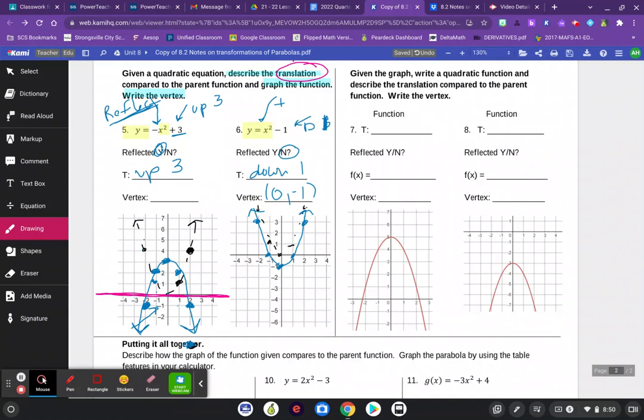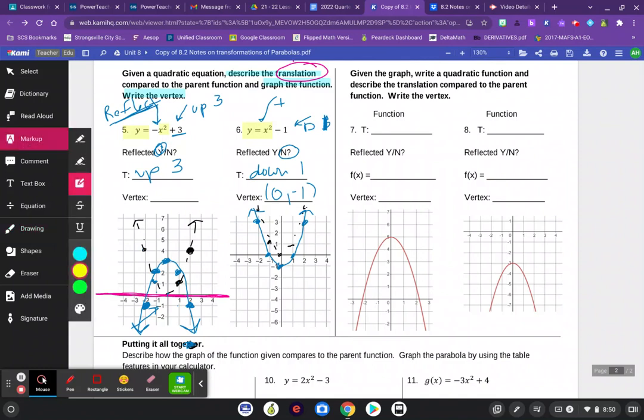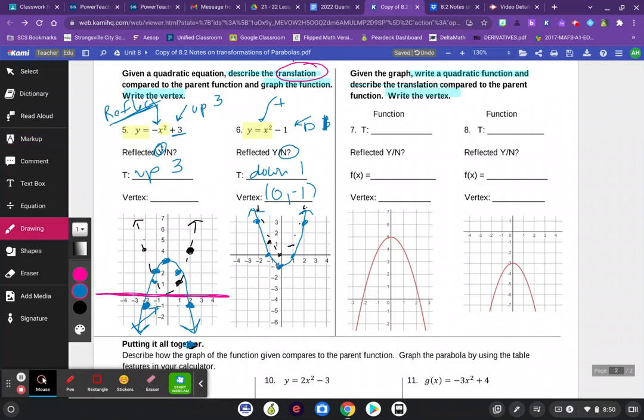Okay, so now we're going to take a look at problem number 7 and 8. And in these problems, you are given a graph, and our job is going to be to come up with a function. And so given the graph, we're going to write a quadratic function. We're going to describe the transformation compared to the parent function, and we're going to write that vertex.